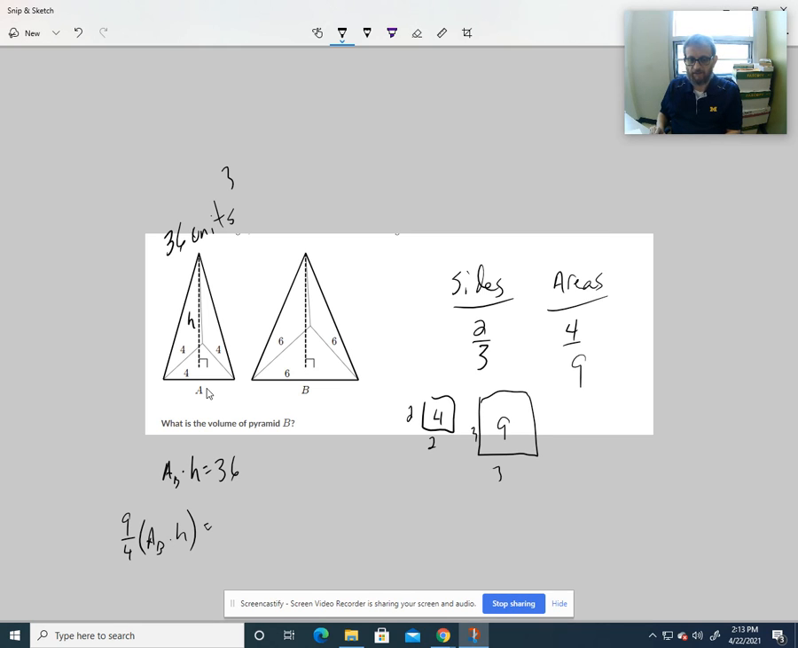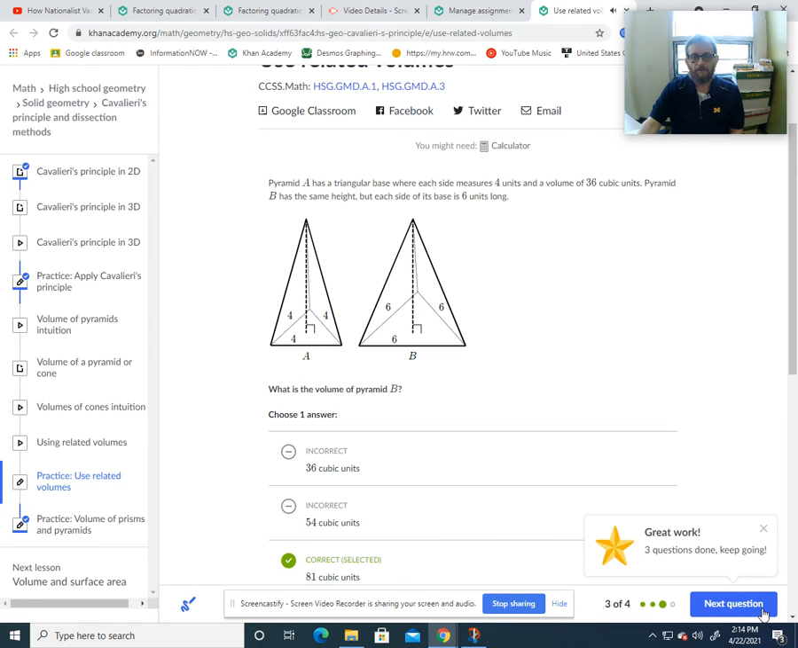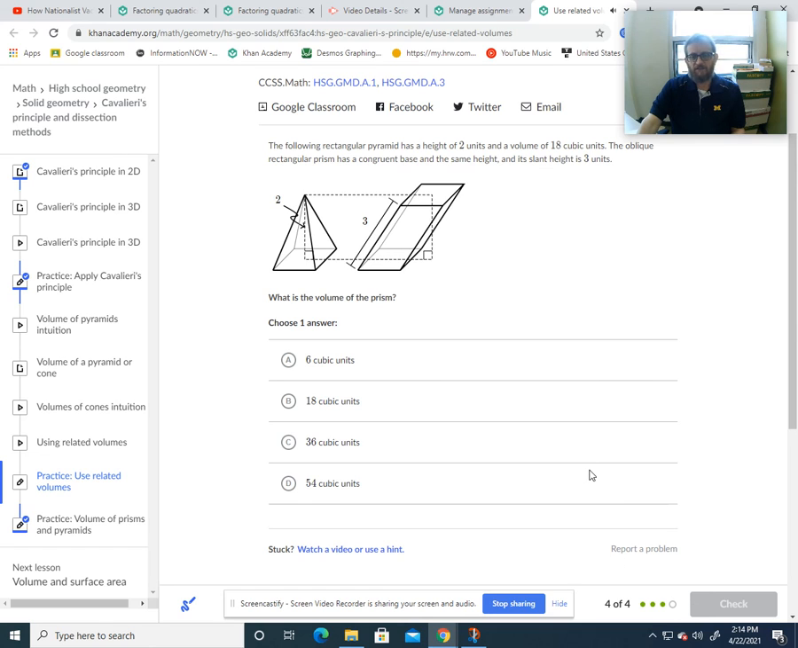So basically what you're saying is, if this is the 4 and this is the 9, to turn this one into this one I have to multiply by 9/4. So now I'm going to take 9/4 times 36 to get my new answer. And so I'm going to get 81. So it's 81 cubic units.